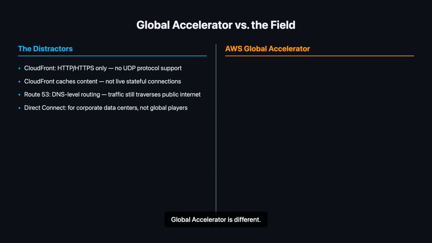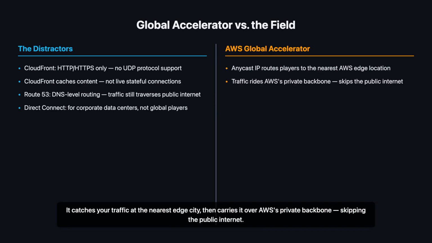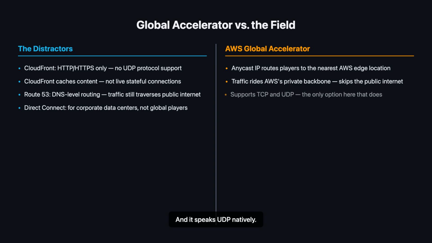Global Accelerator is different. It catches your traffic at the nearest edge city, then carries it over AWS's private backbone, skipping the public internet. And it speaks UDP natively. That's the combination this question is built around.